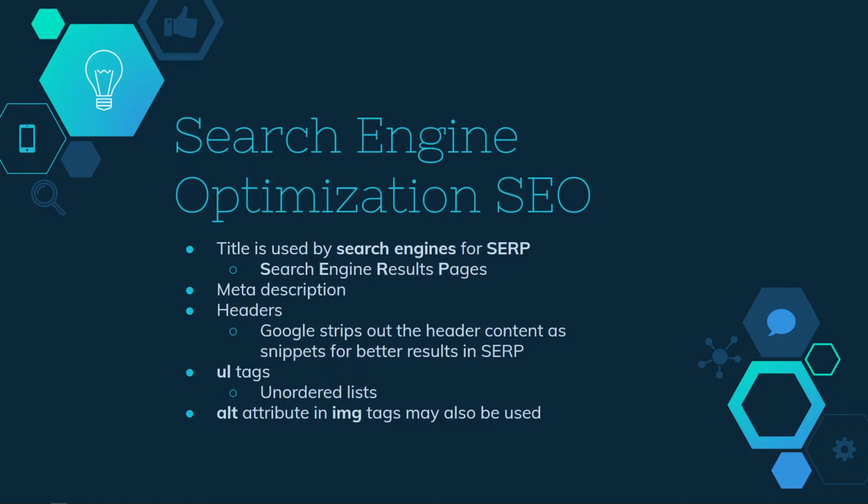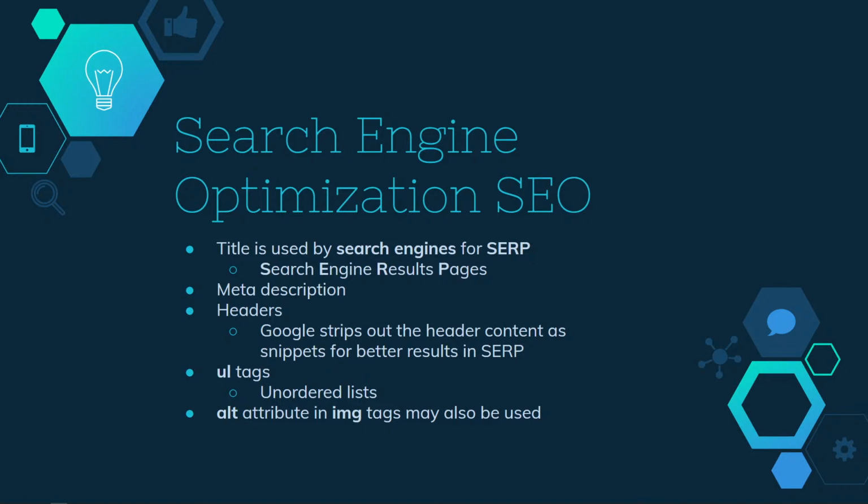So we have meta descriptions and the headers. Google strips out the header content as snippets for better results in the SERP. I'll show you an example of that. The UL tags are the unordered lists. A lot of times you'll have websites that have lists like top 10, whatever, and it has a list. Well, Google's going to use that when you ask something like, what's the best blah? It's going to look, oh, are there any websites that have a list? Oh, there is. And it has to do with what the person is searching. This might be it. Let's put that at the top.